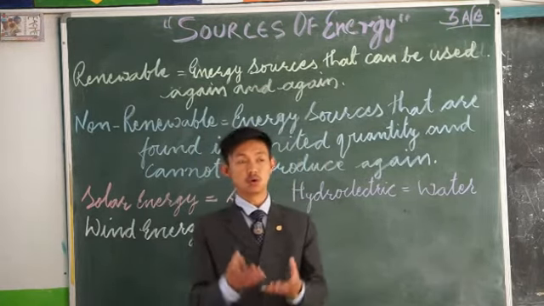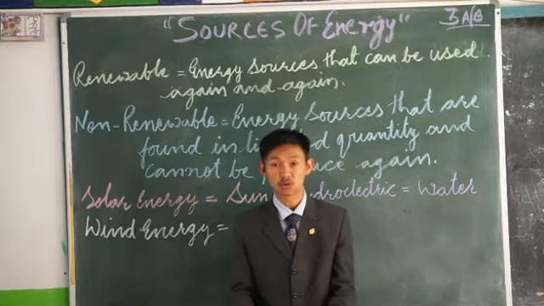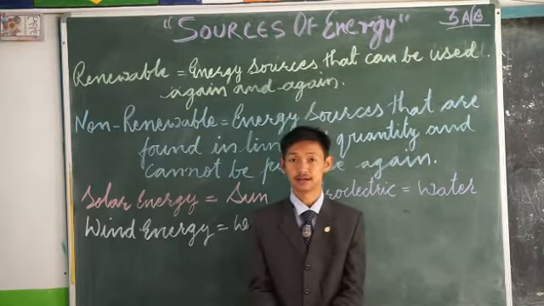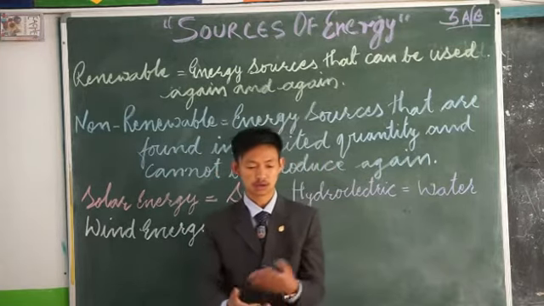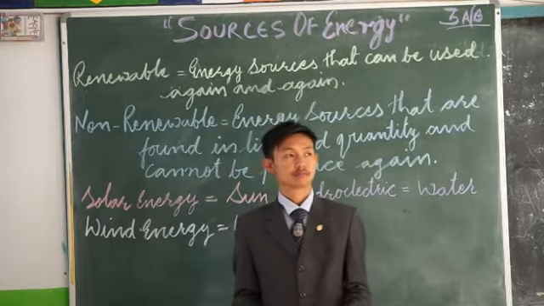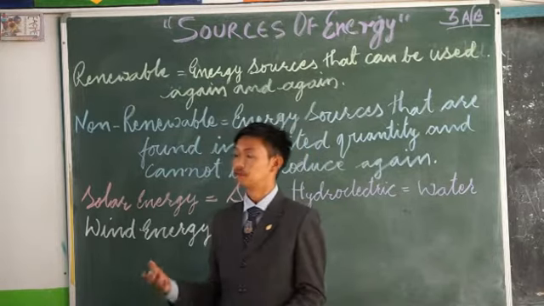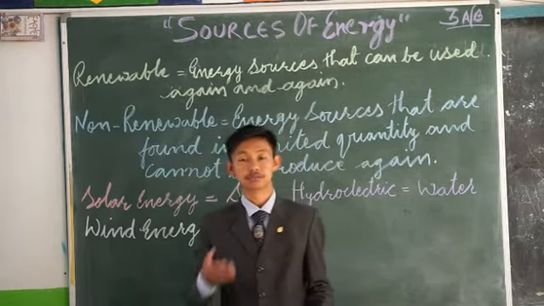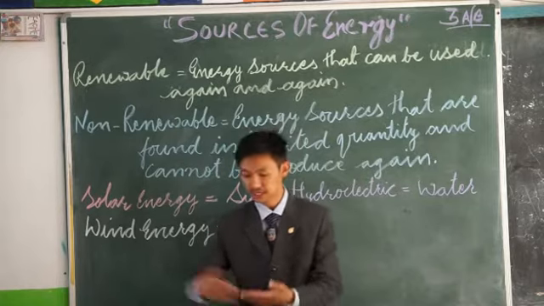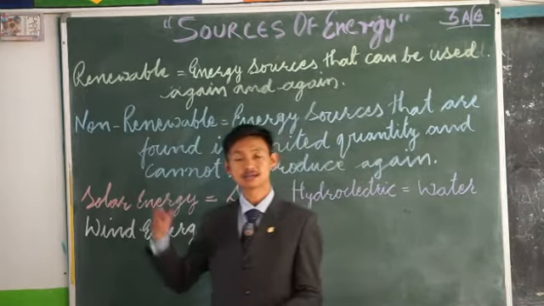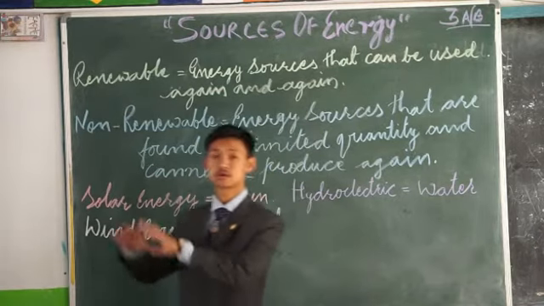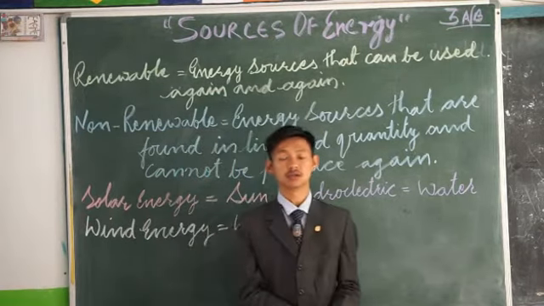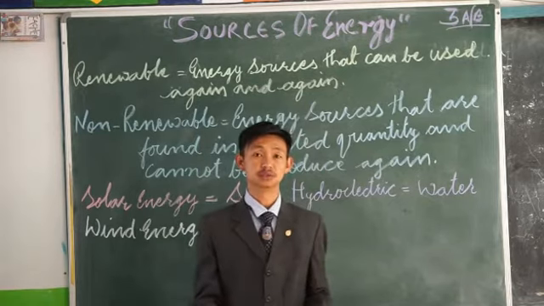Once you burn coal, you get ashes, and from those ashes you cannot produce coal again. Petroleum: once you fill your vehicle with petrol, after using it, it goes away as smoke from the vehicle. That smoke you cannot collect and make into petrol again. So once it is used, it is used.